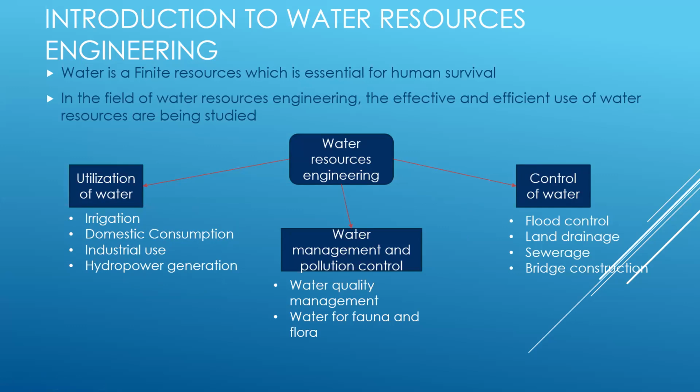Right, okay. Now, the utilization of water is basically covered in these fields: irrigation, domestic water consumption, industrial use, hydropower generation. All these fields come under water resources engineering. Now, when it goes to water management and pollution control, there is water quality management, then water for fauna and flora.